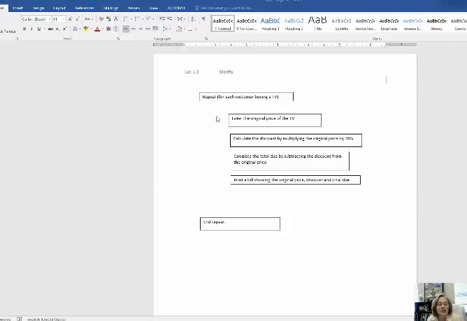So I've put in my page the algorithm that we had in the textbook: repeat for each customer buying a TV, enter the original price of the TV, calculate the discount by multiplying the original price by 15%, calculate the total due by subtracting the discount from the original price, print a bill showing the original price, discount, total due, and end repeat. So we're keeping all of this, but we also want to be able to give a greater discount to customers who are also employees.